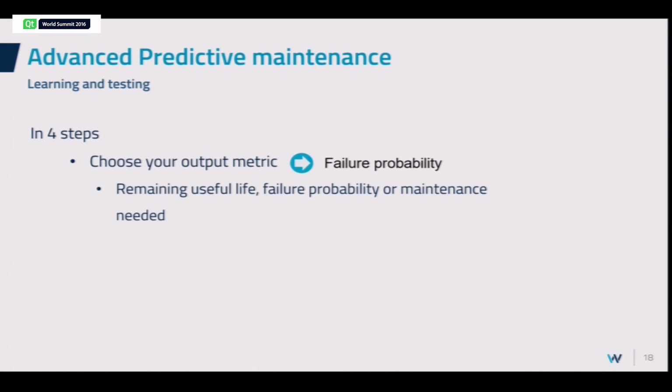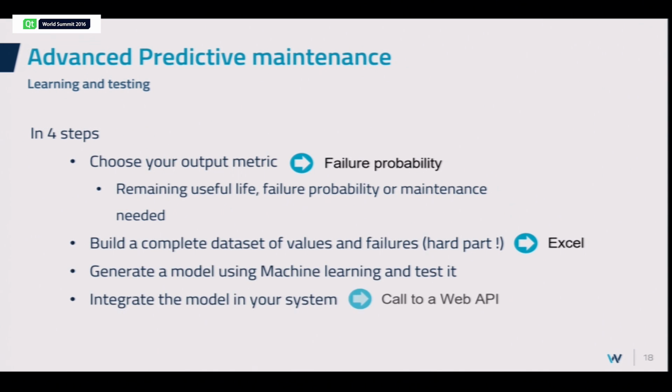In the fourth step, very quickly, you have to choose your metric. In our case, we chose the failure probability. You have to build your data set. For this demo, it's a very short, very simple one, which was actually made with Excel. It's not the typical way you make your data set, but it was good just for demonstration. Then generate your model, learn with it, and finally integrate the API into your complete system.